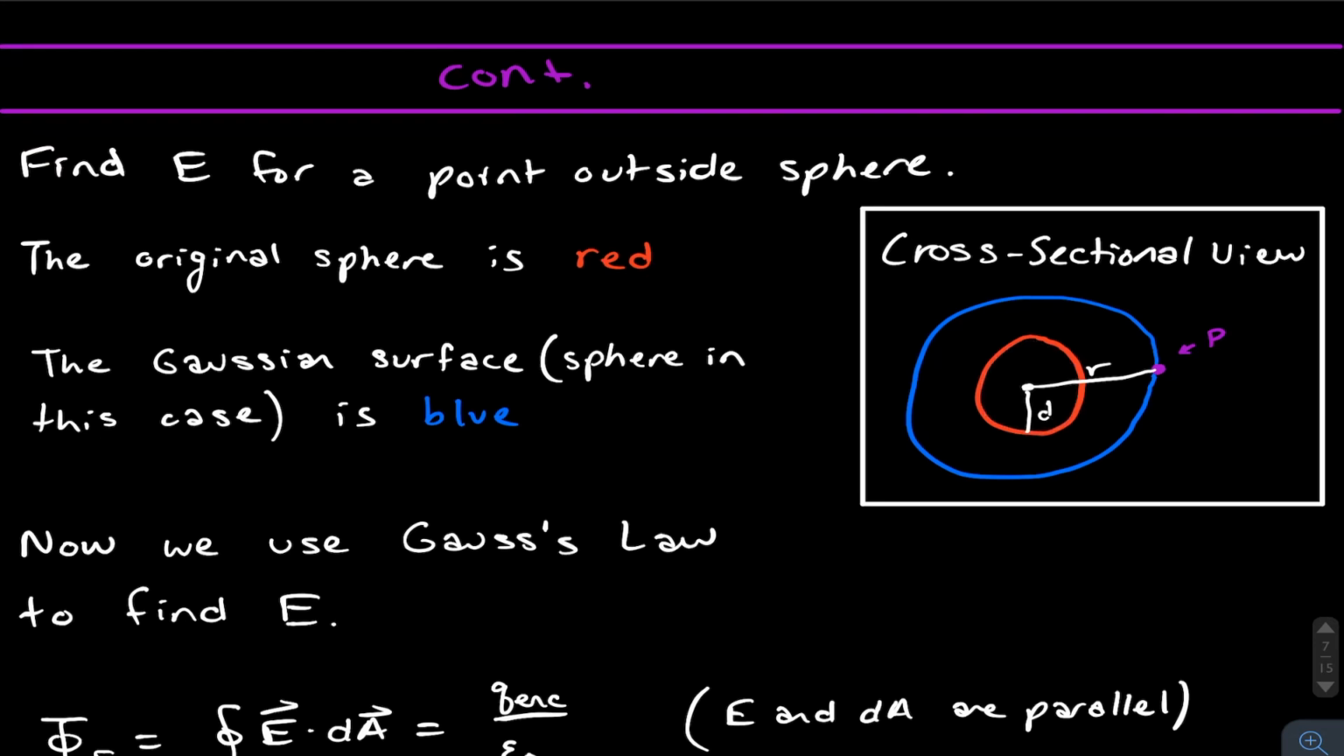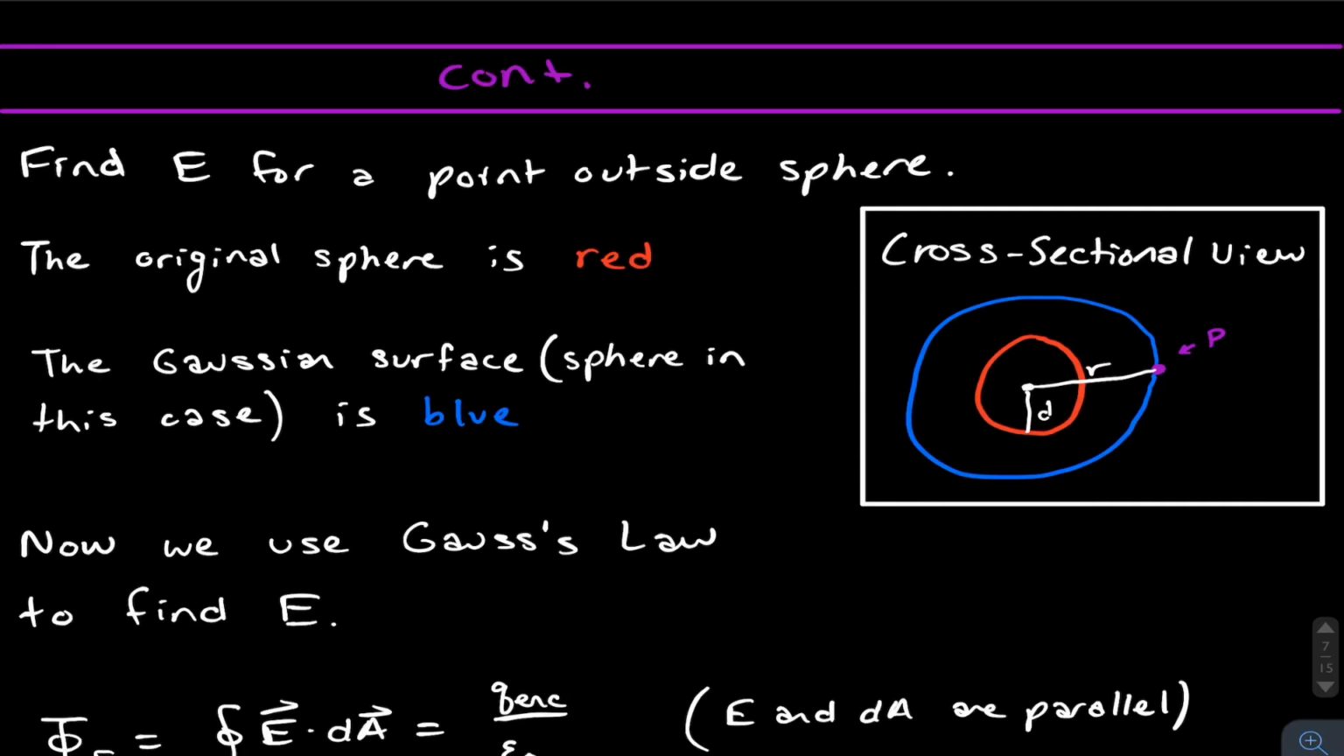And the Gaussian surface that we're creating is going to be a sphere with some larger radius. It's going to encompass that original sphere in red. This is a cross-sectional view, by the way, just to give you an idea of what we're doing. I'm not good at drawing spheres. Remember that original sphere has a radius of d, and our Gaussian surface is going to have a radius of r, going out to some point P. And that's the idea.